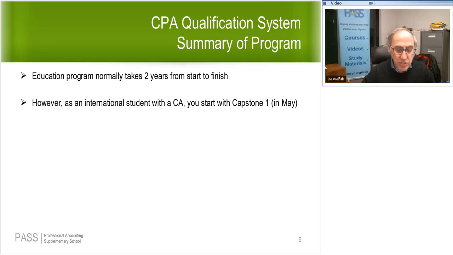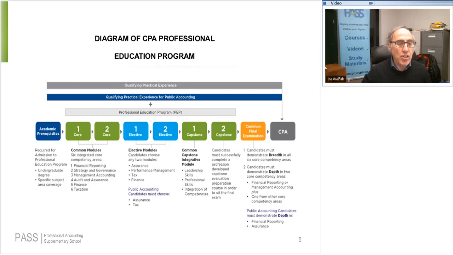One of the nice things about being an international student is you don't have to enter the program at the very beginning. You would be exempt from Core 1, Core 2, as well as both of the electives. So you're entering the program already at Capstone 1, which allows you to get through the program far more quickly.